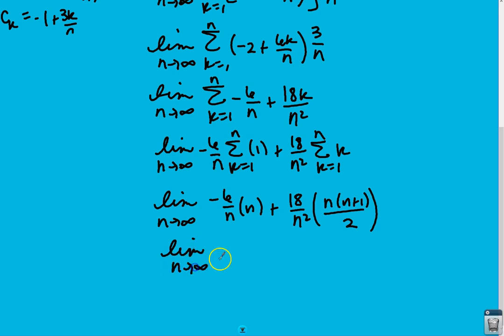As n approaches infinity, this is negative 6, this is going to become 9n times n plus 1, the 2 and the 18 reduce, over n squared. This is just negative 6. This is a balanced situation. So then my limit is just 9. So then overall, the area is 3.